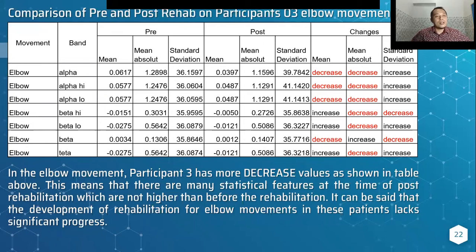Last, the table comparison of pre and post rehab on participant 3 elbow movement. Participant 3 has more decreased values, as shown in the table above. This means that there are many statistical features at the time of post rehabilitation which are not higher than before the rehabilitation. It can be said that the development of rehabilitation for elbow movement in this patient lacks significant progress.